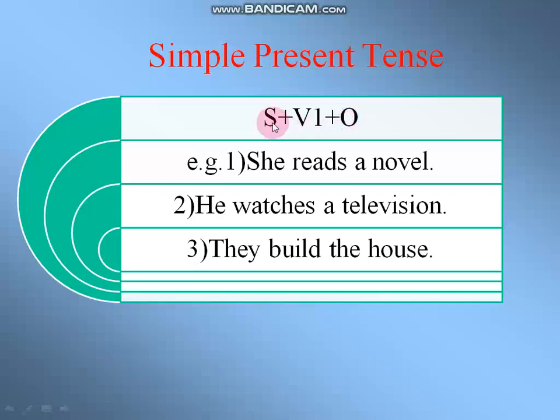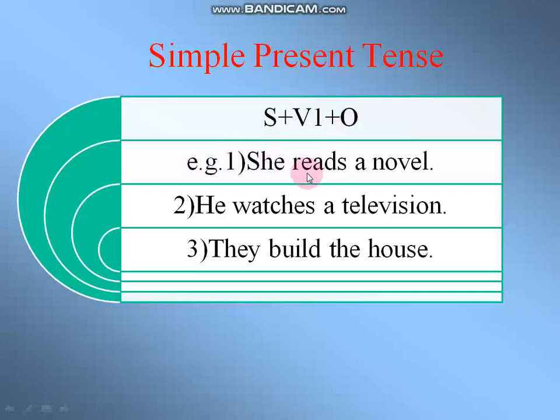In Marathi, subject is called karta, that means the person who is doing the action. Verb is nothing but the word which indicates action. In Marathi it is called kriyapad. And O means object. In Marathi it is called karma. Karta, kriyapad, karma. Karta plus first form of the verb plus karma.